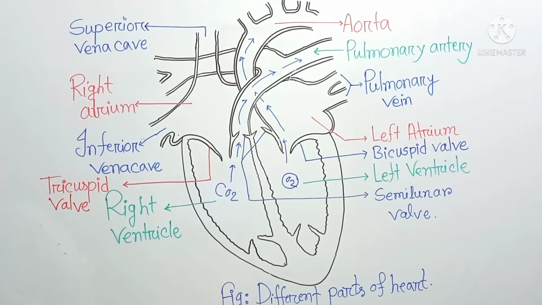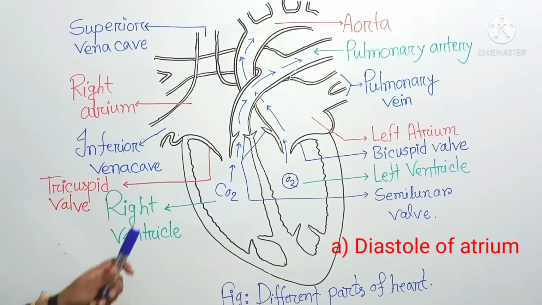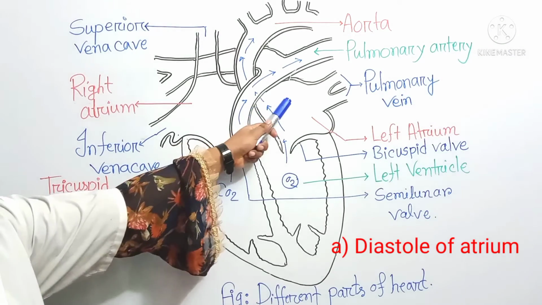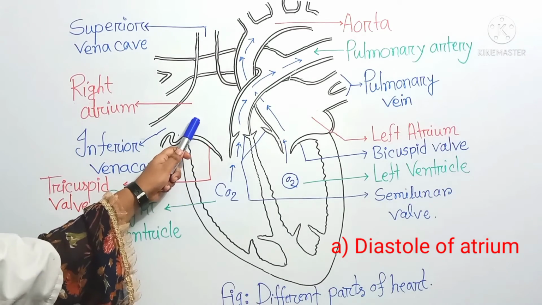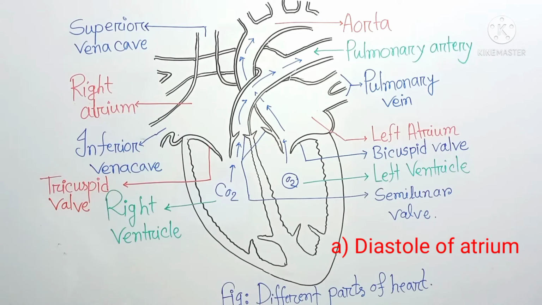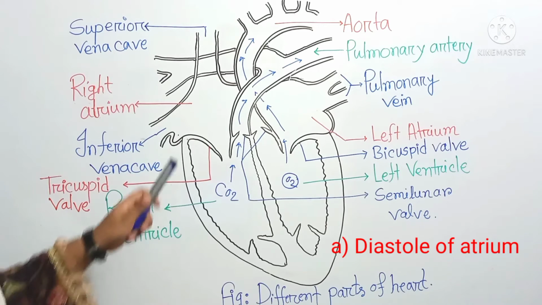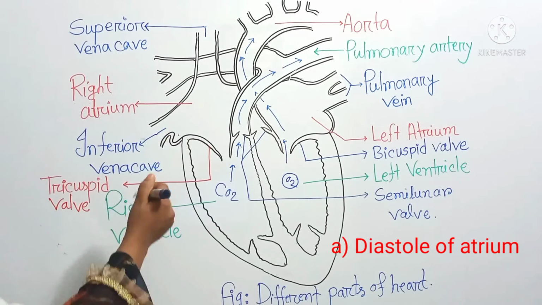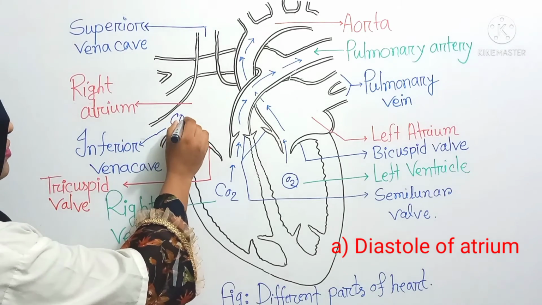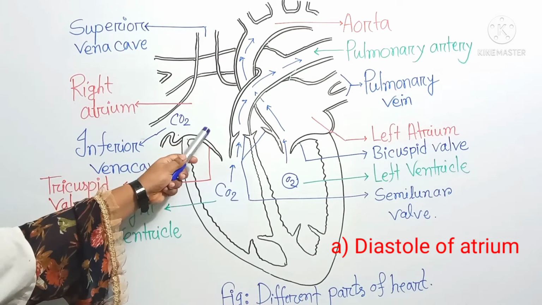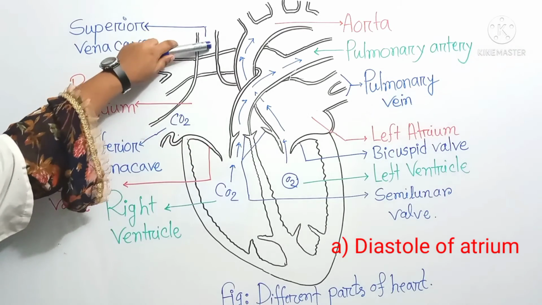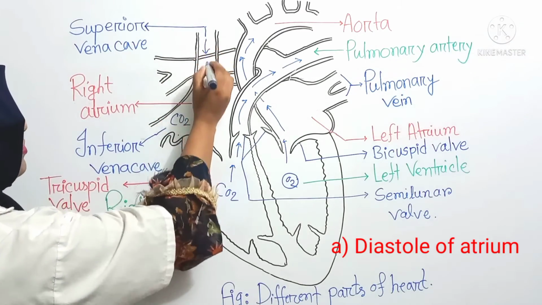Now I am telling about the cardiac cycle, how the heartbeat is produced. Number 1, diastole of atrium. During this time, the 2 atriums, right and left atrium, remain expanded. As a result, carbon dioxide rich blood from the whole body comes to the right atrium through the superior vena cava and inferior vena cava.